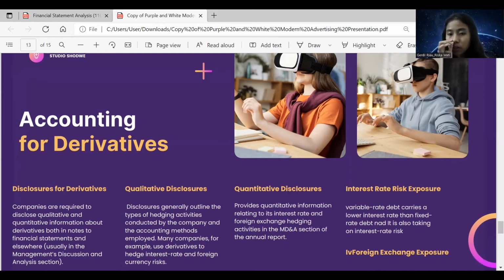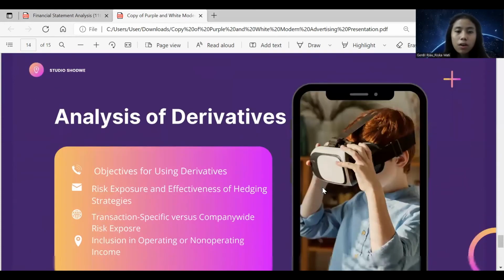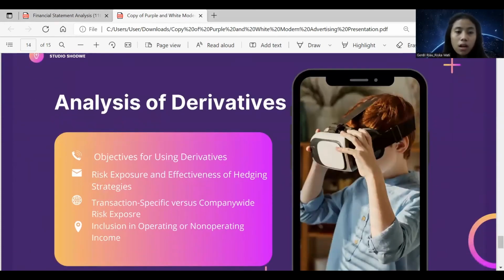Actually, in our book, this is such a complicated example and quite long. So maybe you can also read from our book for more understanding about it. And the last is foreign exchange exposure. Next, analysis of derivatives. We have 4 points here. So the first is objectives for using derivatives.